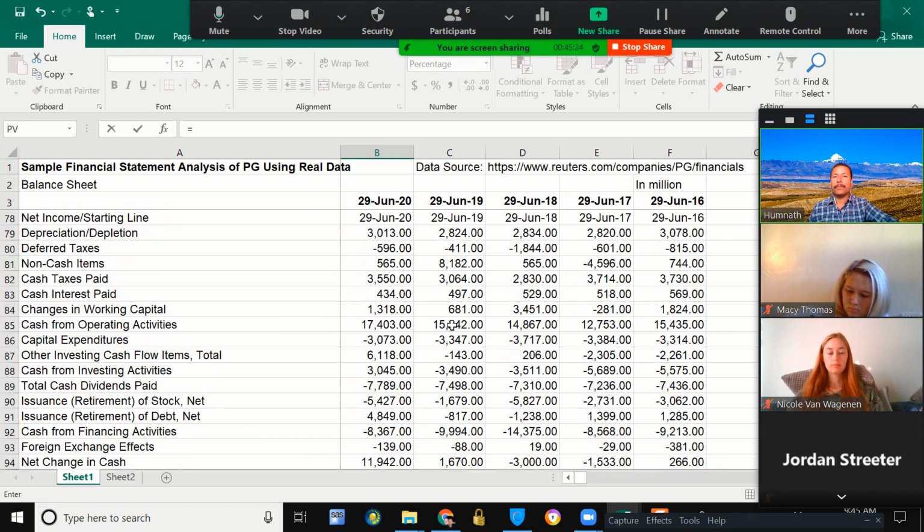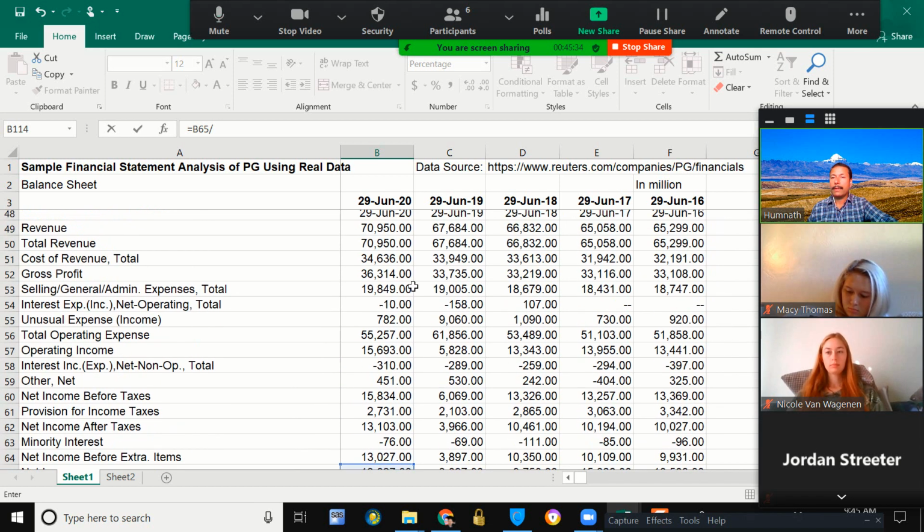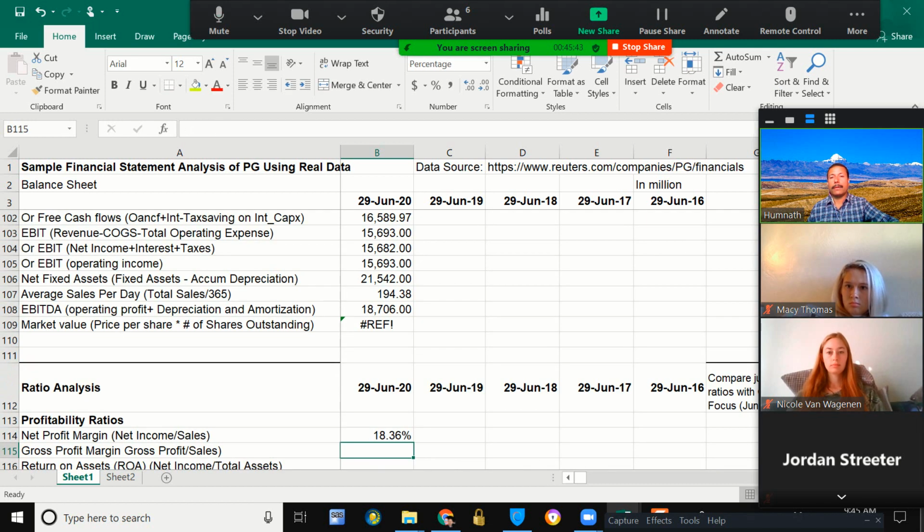So let's go up here, net income. Right here, net income, you do divide, and then you find the total sales. This revenue is sales. So that is the information you're going to be finding, calculating. All right, we got that information.